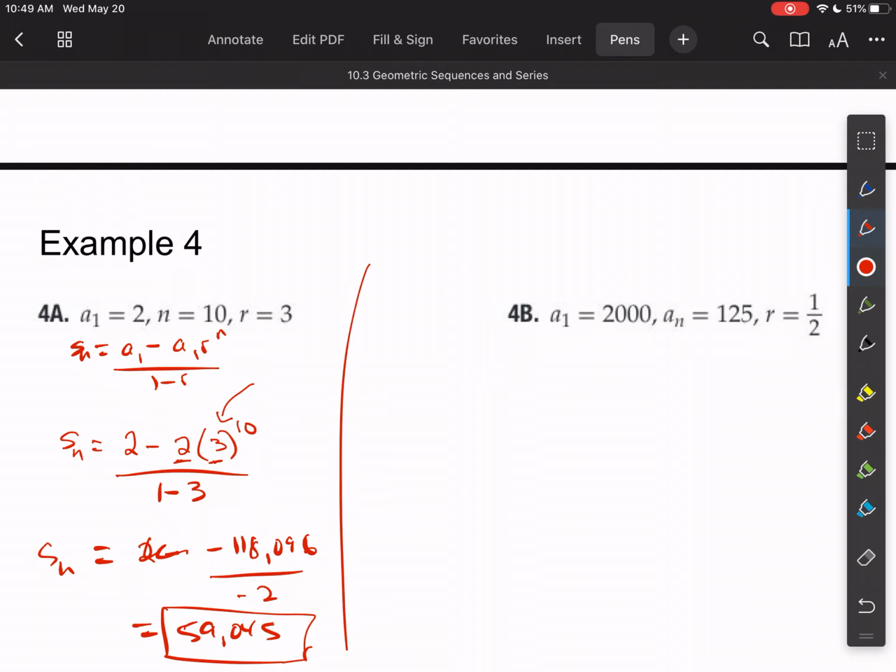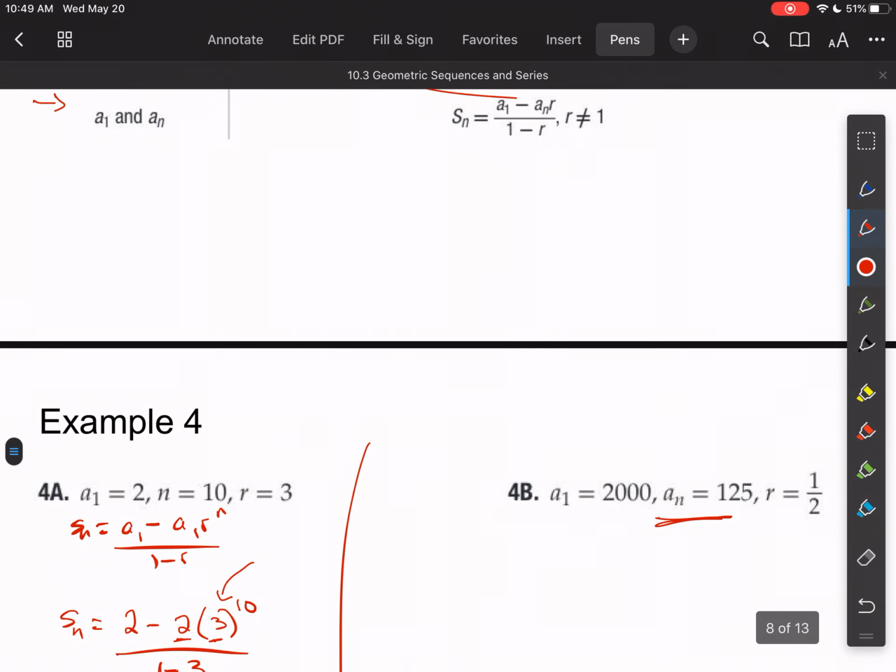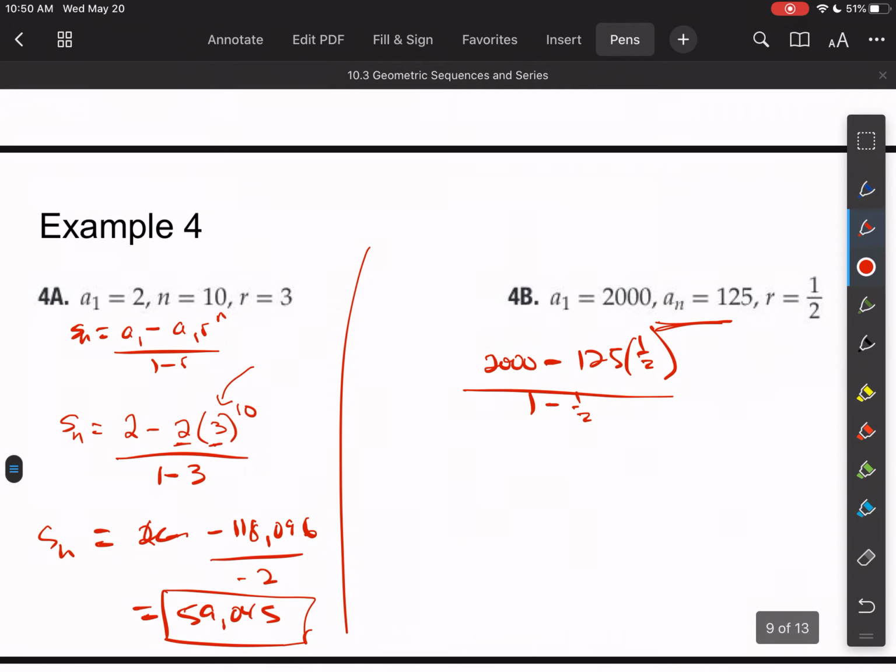On 4b, notice here they give us the nth term. So we're going to use the second equation. If they give you a sub n, you're going to use this one. We'll take 2,000, subtract the nth term, which is 125, multiplied by r, which is 1/2, and then divide that by 1 minus 1/2. With a little bit of simplifying, the numerator turns into 1,937.5. Divided by 1 minus 1/2, which is just 1/2, we get 3,875.